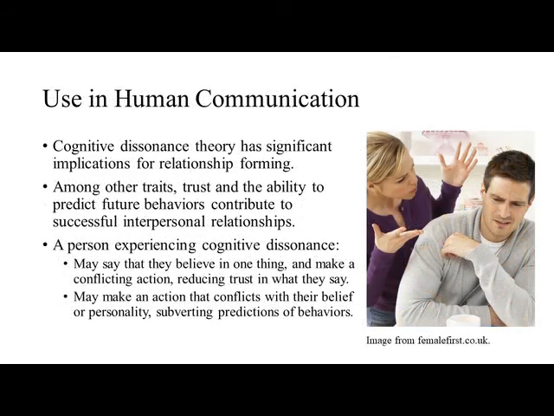So when it comes to human communication, cognitive dissonance theory has some pretty significant implications when it comes to relationships and how relationships are formed and maintained. When it comes to successful interpersonal relationships, two positive traits that help towards a successful relationship are trust and the ability to predict future behaviors. So cognitive dissonance, whenever it occurs in a person, causes problems for these two traits.